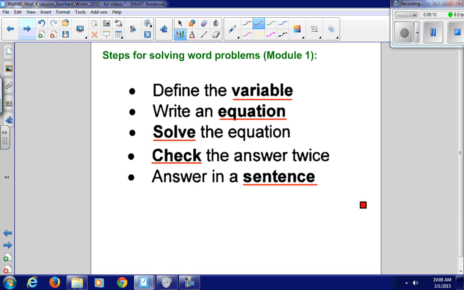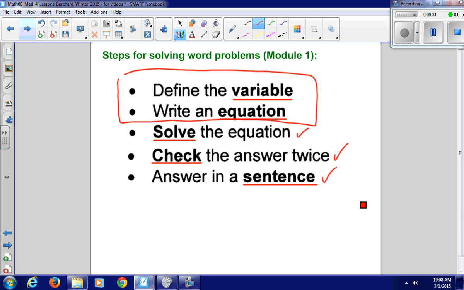And then just keep in mind all the steps for solving word problems. We were focusing in these videos on defining the variable and writing an equation. But when you do these, you do need to finish up with the rest. You have to solve the equation, check the answer twice, and answer in a sentence. So don't forget that we do expect you to finish out the process. In these videos, we're just talking about these techniques for doing the variable and the equation, really for writing the equation.